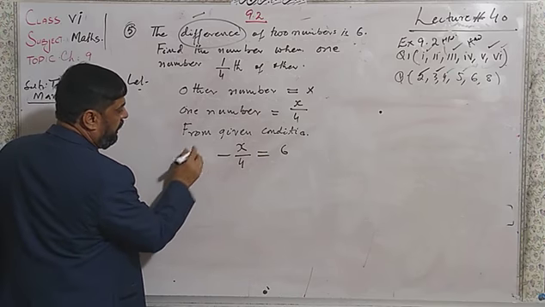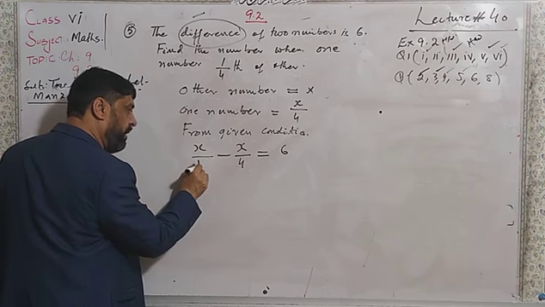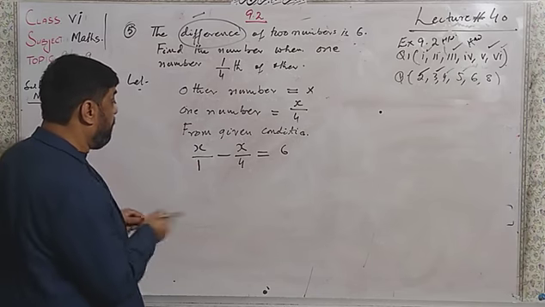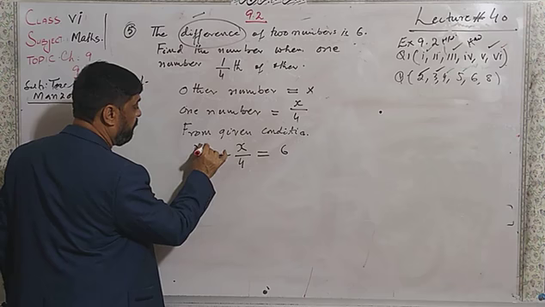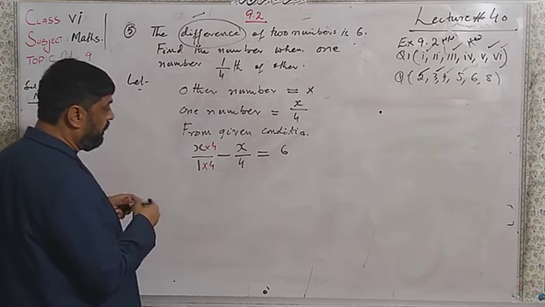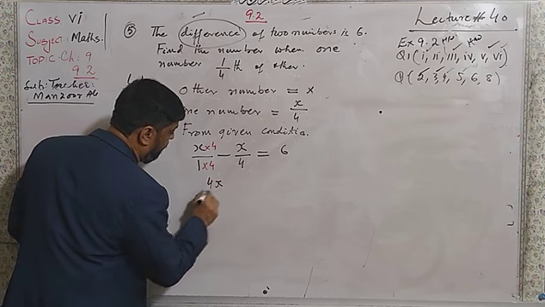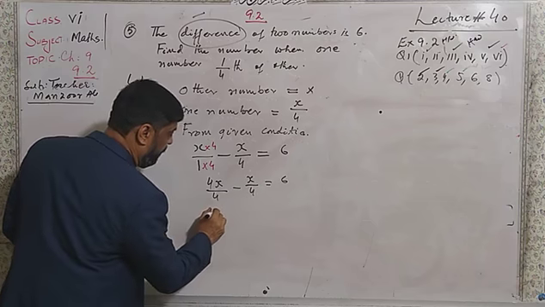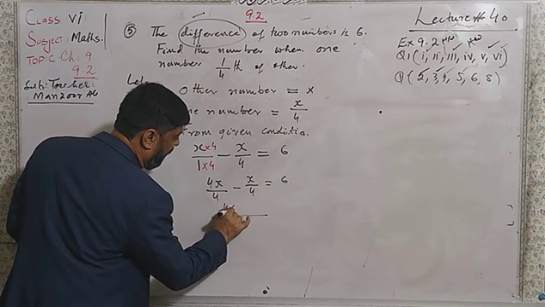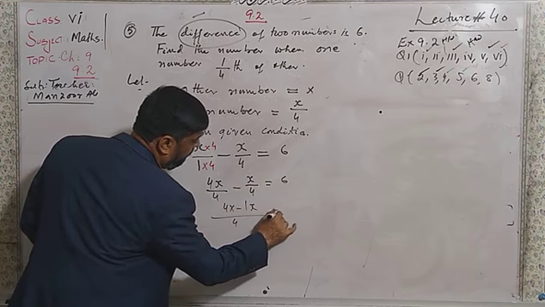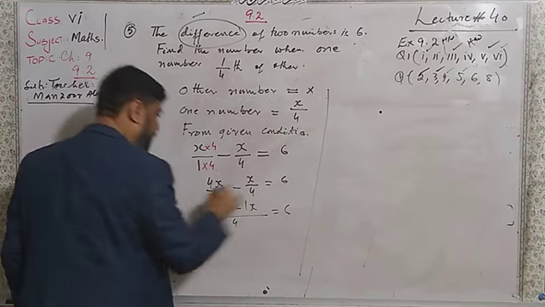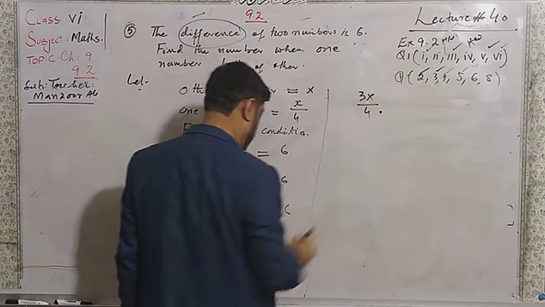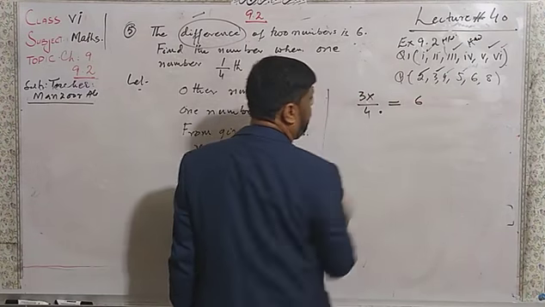Now here, if there is no number, I will think 1. I will make it the same denominator as 4, so I will multiply up and down by 4. Now this will become 4x over 4 minus x over 4 is equal to 6. Now the LCM is 4. 4x minus 1x, that is 3x divided by 4, is equal to 6.